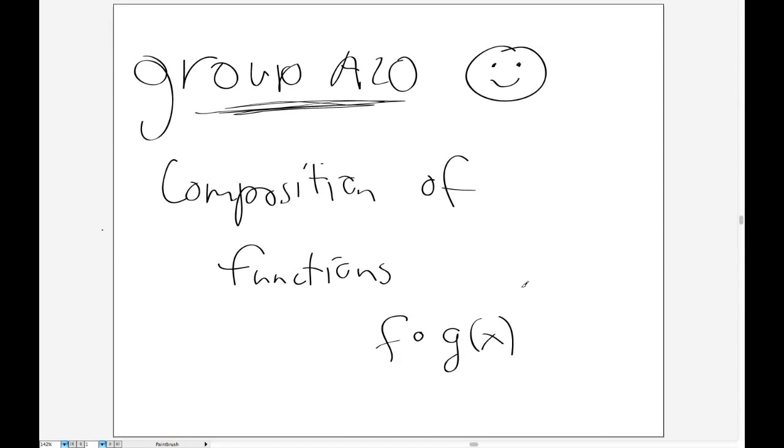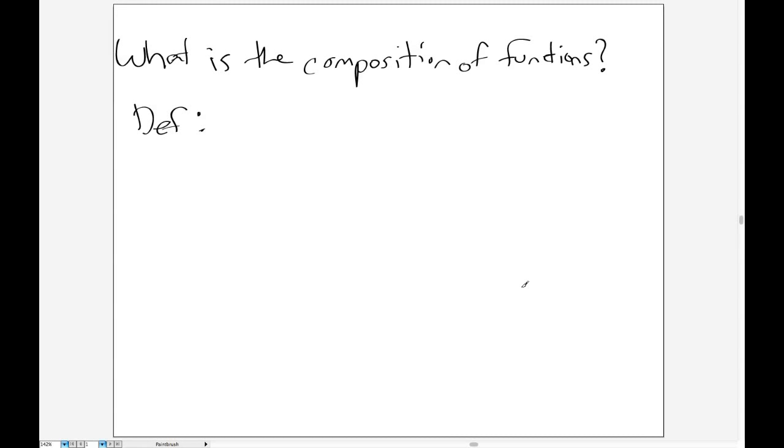We're going to teach you today about the composition of functions, f of g of x. So, what is a composition of functions?